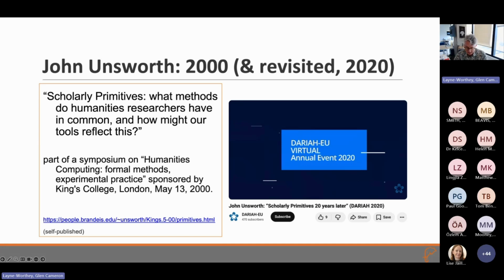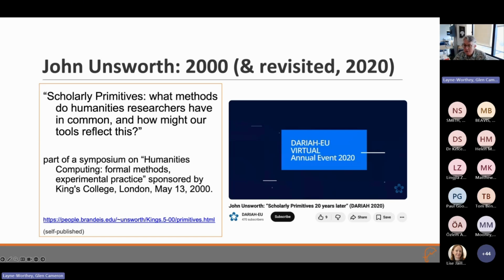He's recently retired as the head librarian at the University of Virginia. He was the dean of the School of Information Sciences here at Illinois, where I work, and is one of the founders of the Alliance of Digital Humanities Organizations, ADHO, which many of you may know. He first elaborated what he called scholarly primitives in 2000, so 26 years ago, at King's College London. Even though he's in the US, he was very active internationally. And his talk was self-published just on his website, but it's the most highly cited of his many, many publications.